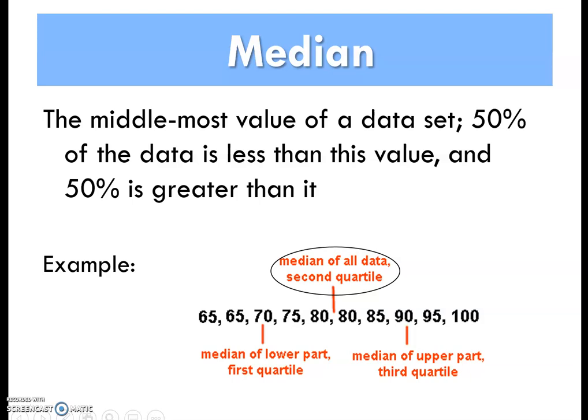The median. The median is the middle value of a data set. So if there's an odd number of numbers, it's the one in the middle. If there's an even number of numbers in your data set, then it's going to be the average of the middle two. The median splits your information into 50% high and 50% low.